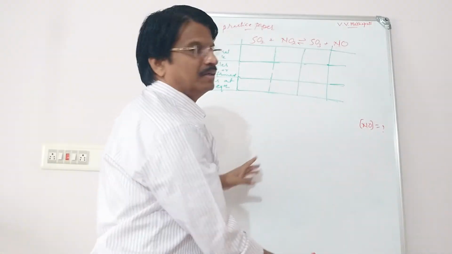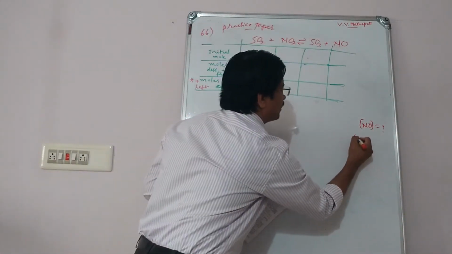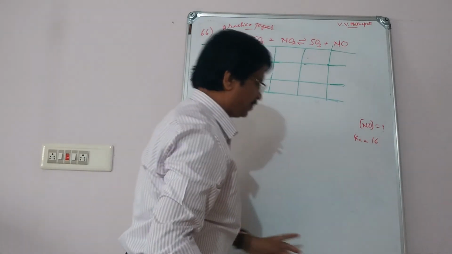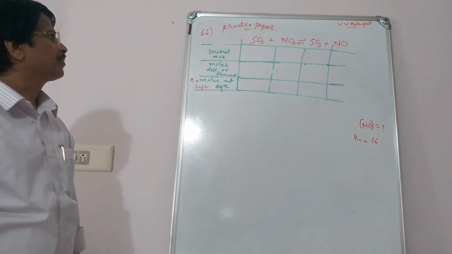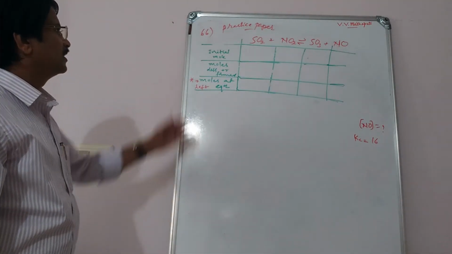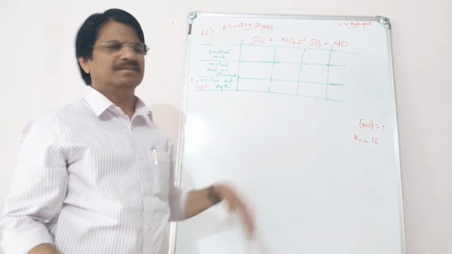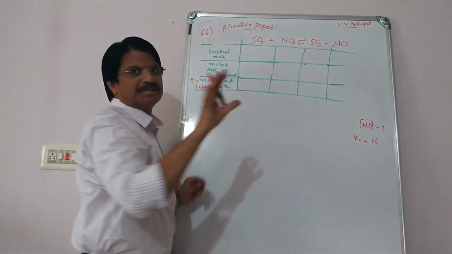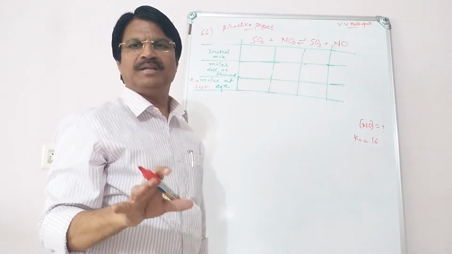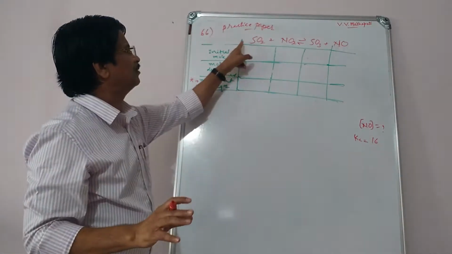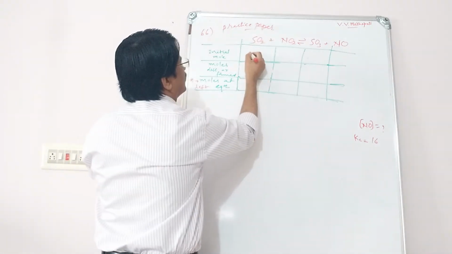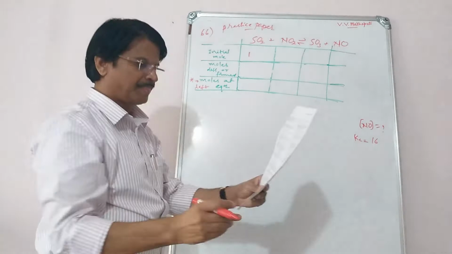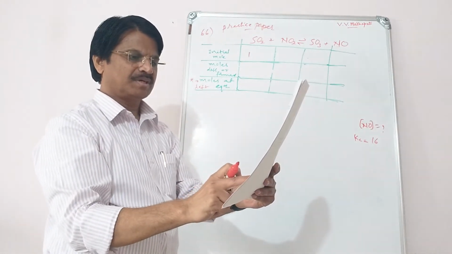And in this question, Kc is given. Kc value is 16. Okay, now start again with the same method. As I told you, if the moles are not mentioned in the question and experimental values are not given, then write from the given equation. 1 mole of SO2, at a certain temperature, equilibrium constant is given.